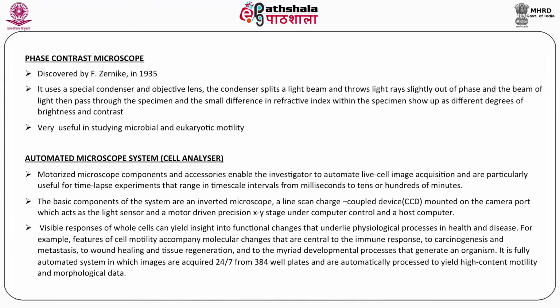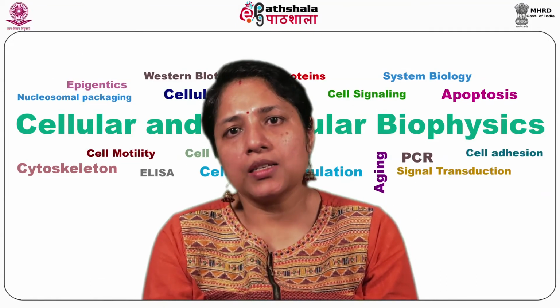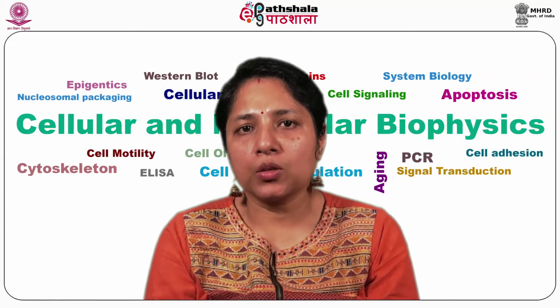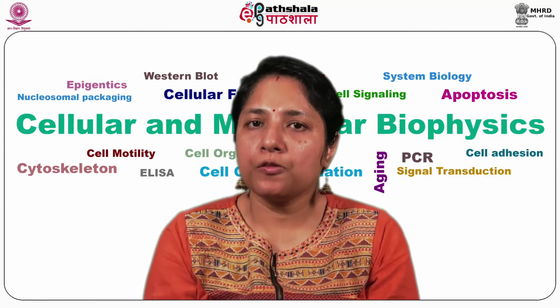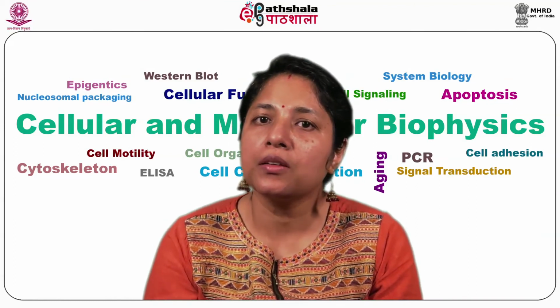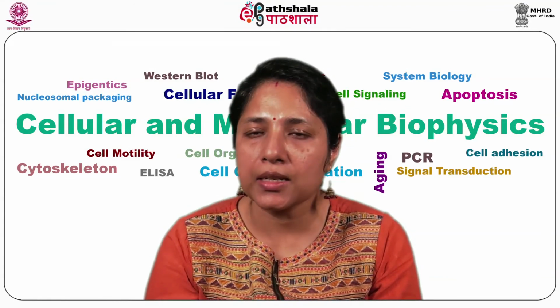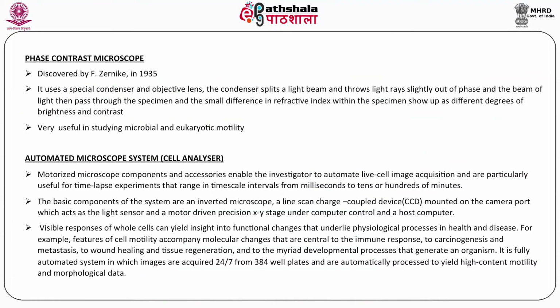In this method, the most commonly used is the phase contrast microscope, which was discovered by Dr. Zernike in 1935. It uses a spatial condenser and objective lens. The condenser splits a light beam and throws light rays slightly out of phase, and the beam of light then passes through the specimen, and the small differences in refractive index within the specimen show up as different degrees of brightness and contrast. It's a very useful method and is routinely used for studying microbial and eukaryotic motility.